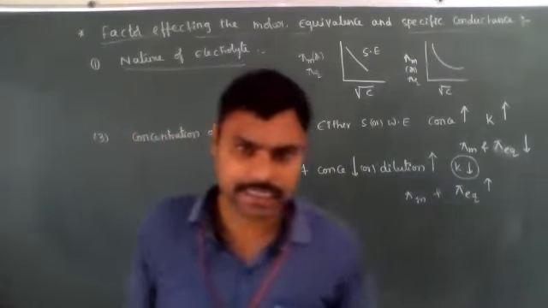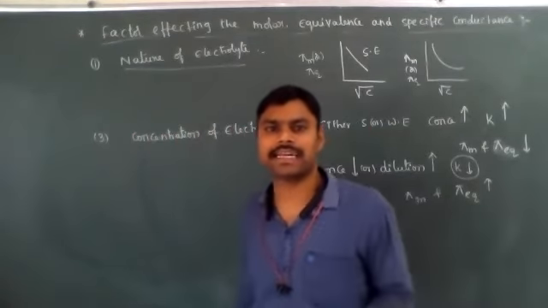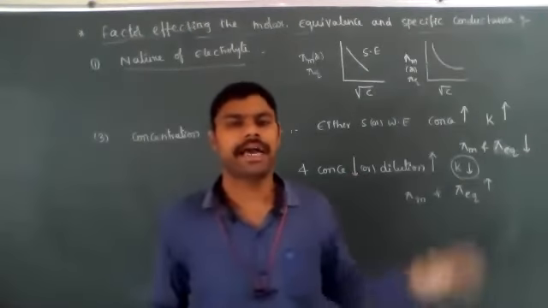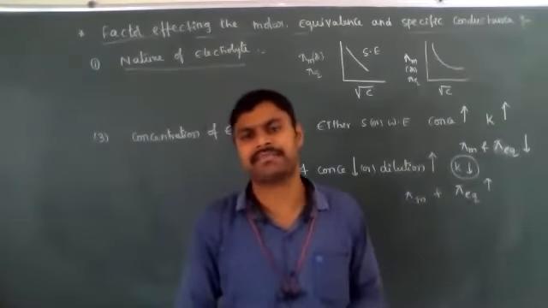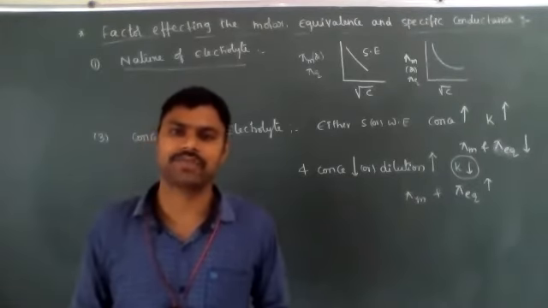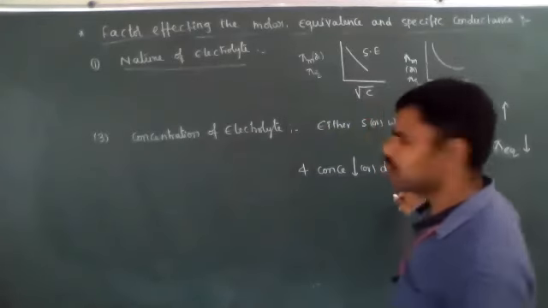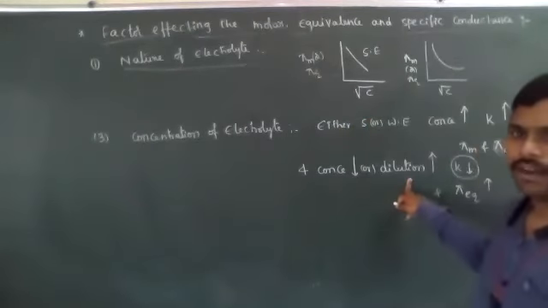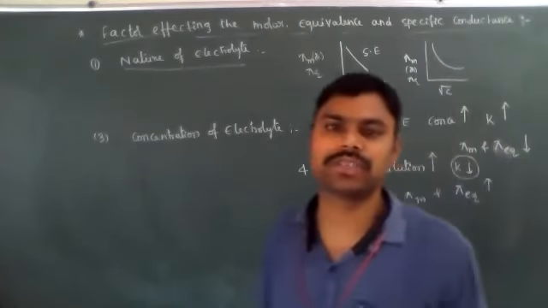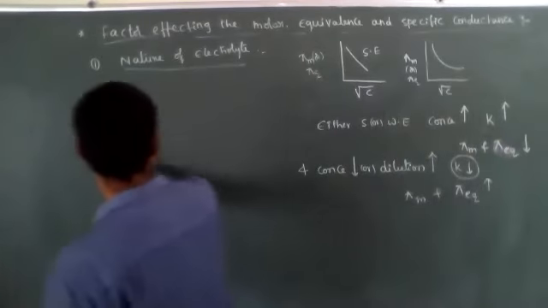Okay. Now the point is for strong electrolytes. For strong electrolytes, molar conductance as well as equivalent conductance and specific conductance we can determine by using graphical methods. But for weak electrolytes we cannot determine. Upon dilution, for weak electrolytes, molar conductance and equivalent conductance can be determined by using Kohlrausch law.